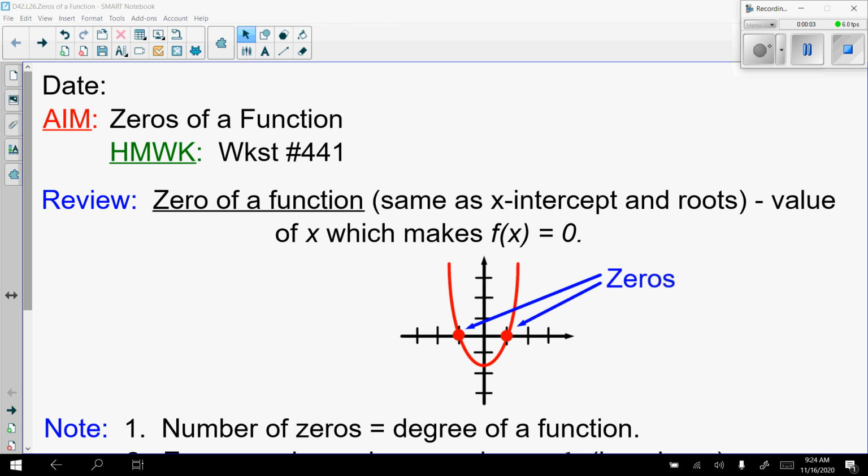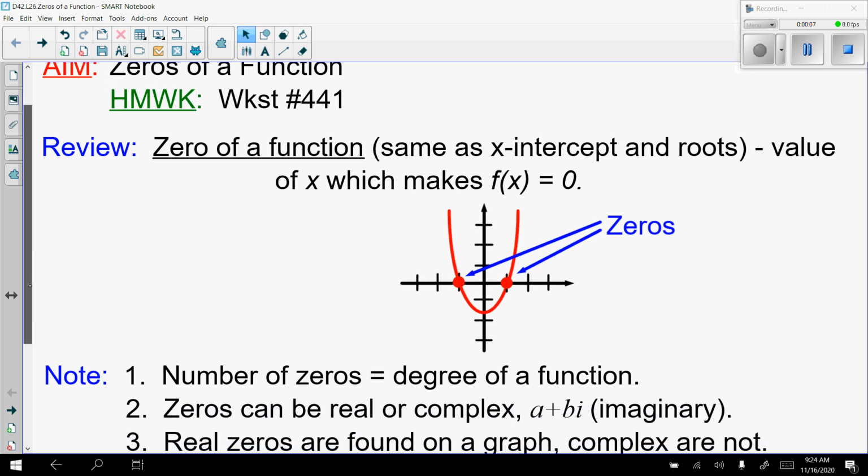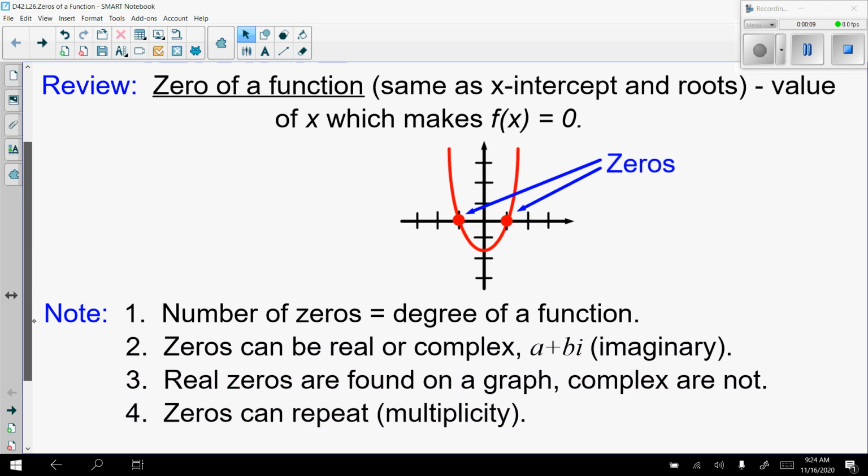Aim: zeros of a function. Please take a moment and copy down the notes. I'll go over them in a moment. Please pause the video and do so.